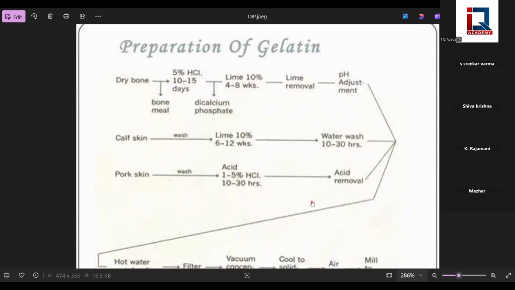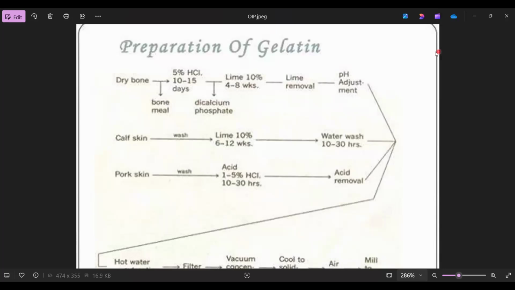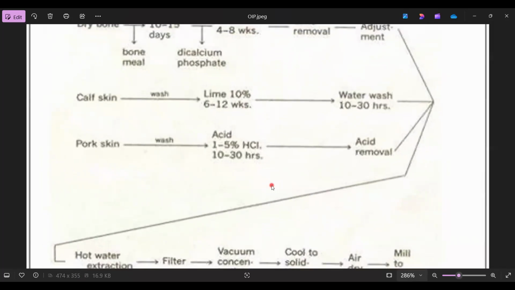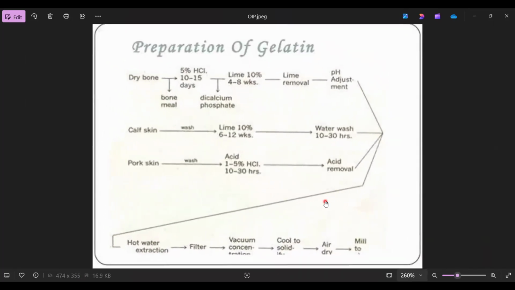So this is how gelatin is prepared. Please take a screenshot if you want, of how gelatin is prepared using dry bones, calf skin and pork skin. Acid treatment, you're using HCl 5%. And alkaline treatment, you're taking only lime 10%, for 6 to 12 weeks. This is alkaline hydrolysis, this is acid hydrolysis. After getting that, you are hot extracting with hot water, filtering, vacuum concentrating, cooling and drying it to get the gelatin powder. Clear?